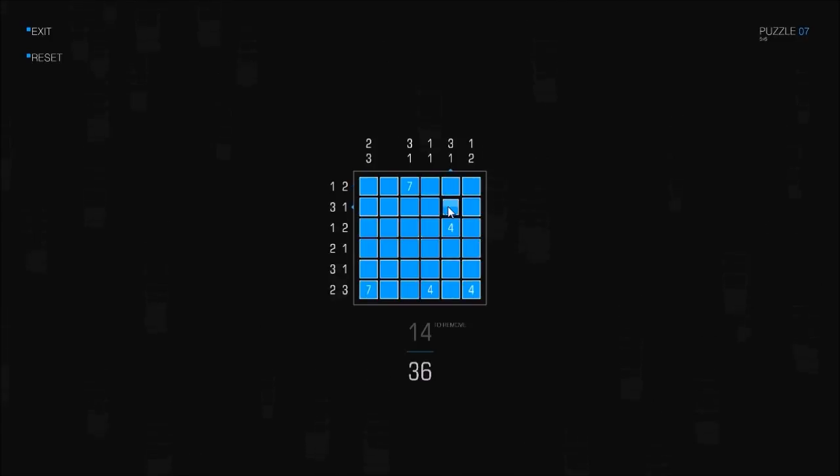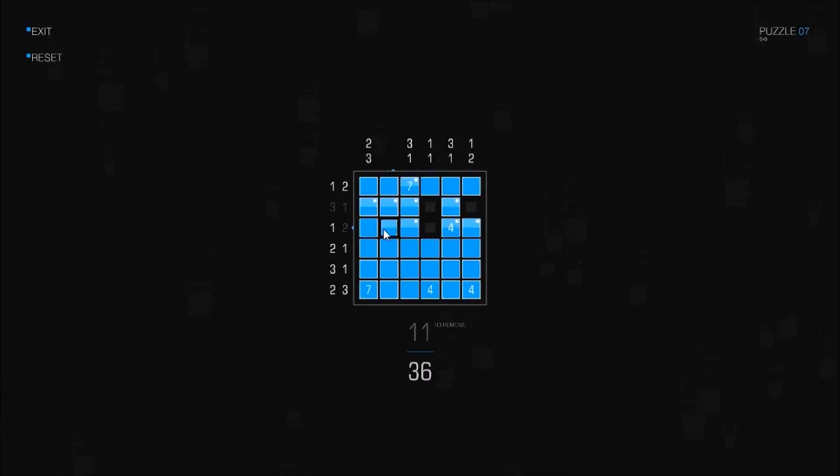Down 1. Mark. Down 1. Mark. Upright 1. Clear. Left 2. Clear. Left 1. Mark hold. Left 1. Left 1. Right 2. Up 1. Down 2. Right 3. Mark release. Left 2. Clear.